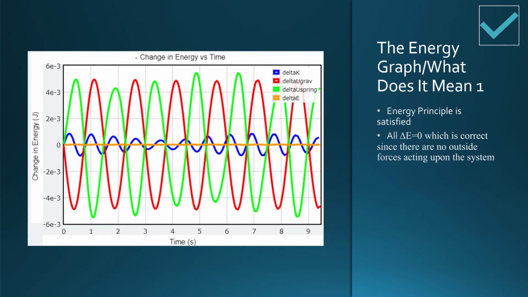Here's a closer look at the change in energy over time graph. You can see that the delta energy remained at 0 throughout the entire observation period, which means that the energy principle is satisfied because there are no outside forces acting on the system, so the change in energy inside the system should always sum to 0, which in this case, the change in U spring plus the change in U grav plus the change in kinetic energy added up to 0 at every time interval.